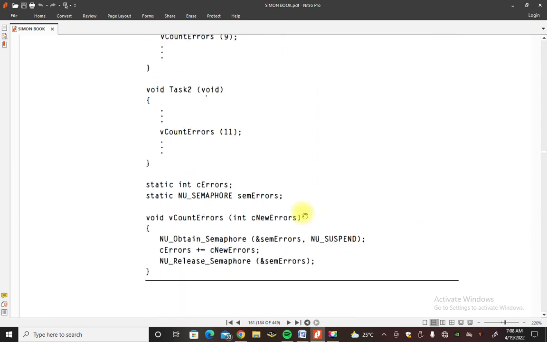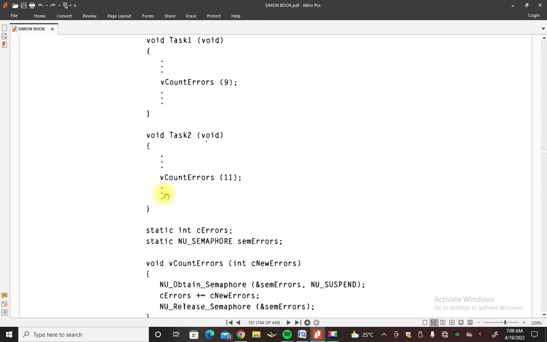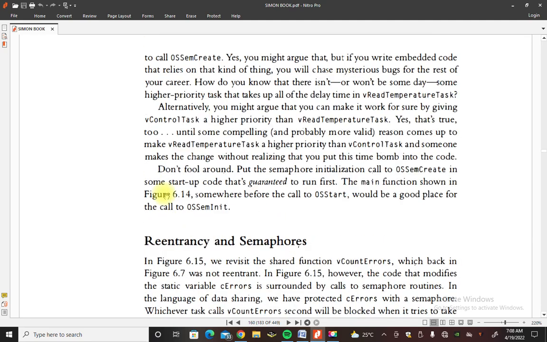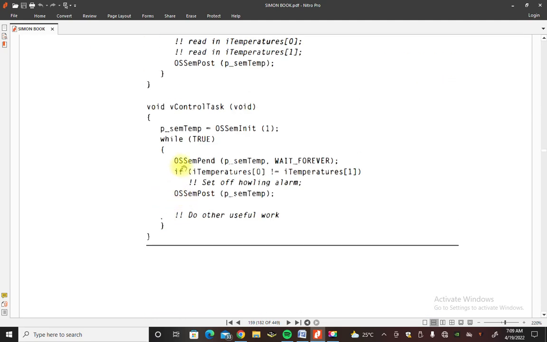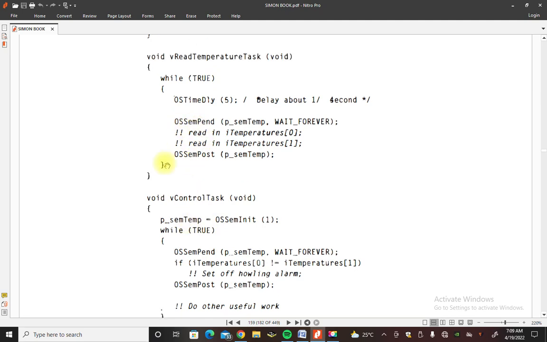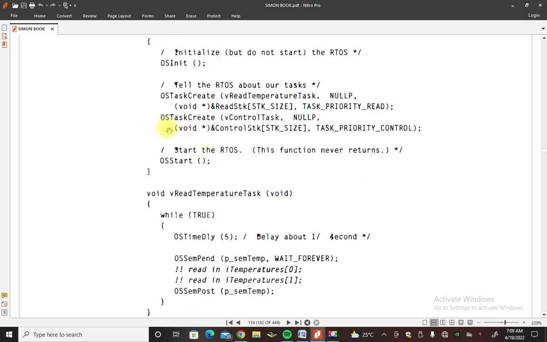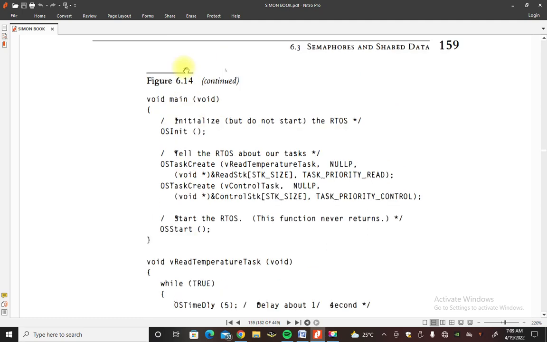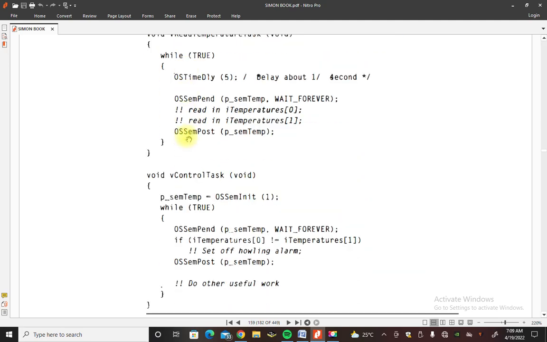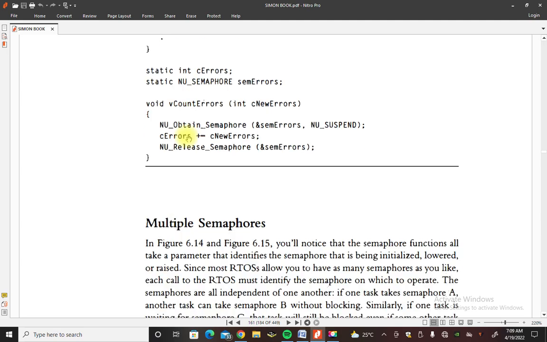And the same problem, take semaphore. There is something like the Nucleus real-time operating system, which has the syntax of OS. So it starts with OS, right? OS semaphore pend, OS semaphore post, OS time delay, OS start, OS task create. When it starts with OS, it means it is MuCOS, the microcontroller operating system. This is one kind of real-time operating system.